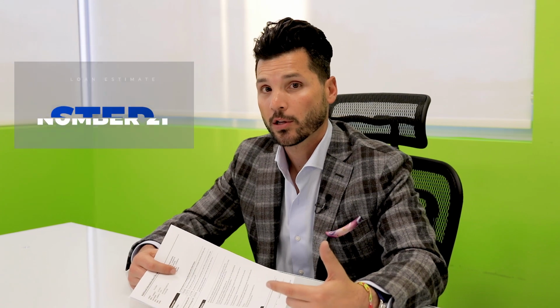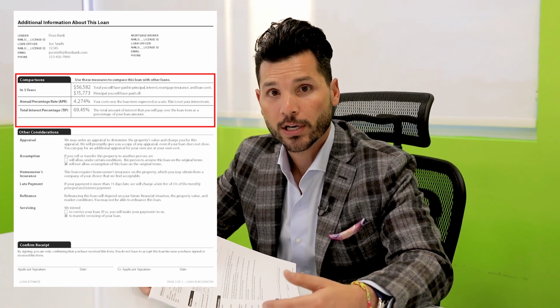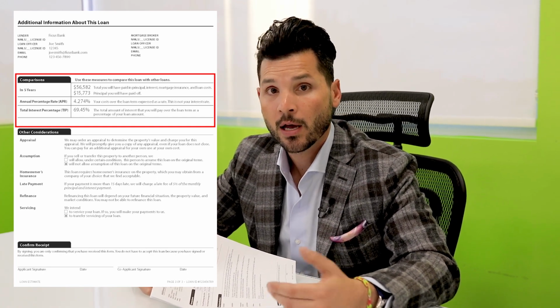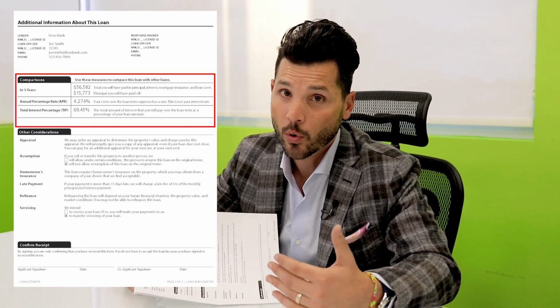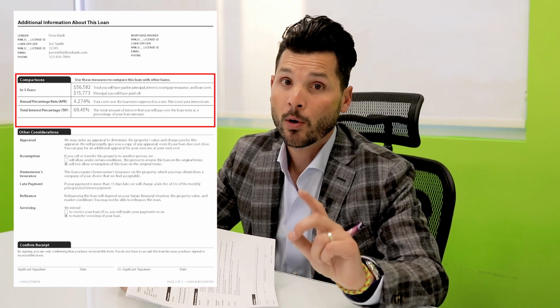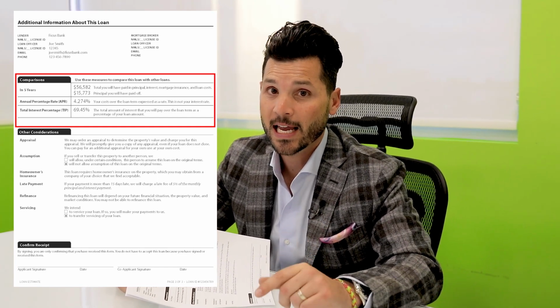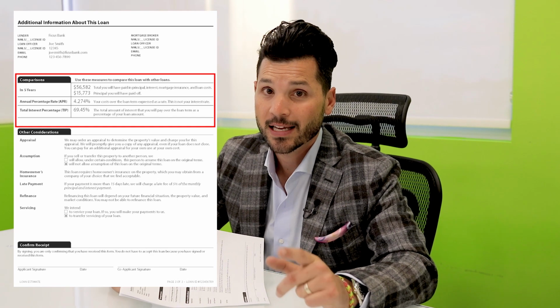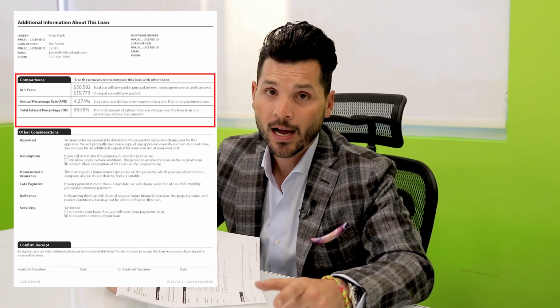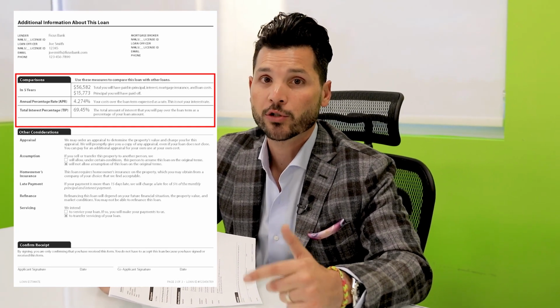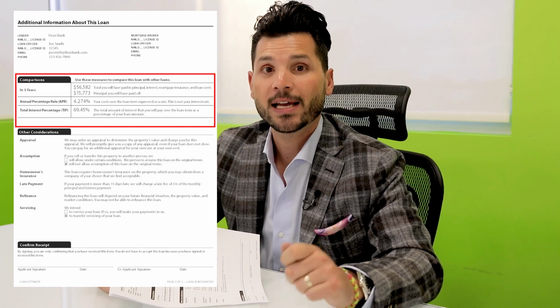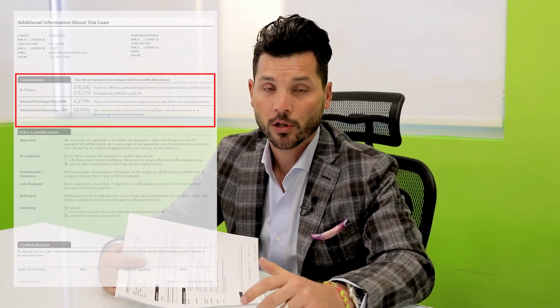Last but not least, lucky number 21, page 3 of the loan estimate, your comparison. Now, this is where you're going to see the amount of principal you're actually going to pay down on this mortgage within the first 5 years. It's also going to show you that ever important APR. But one of my favorite lines next to APR is, this is not your interest rate. On top of that, you're going to see the total interest percentage. This is the amount of interest you're going to pay over the life of the loan.